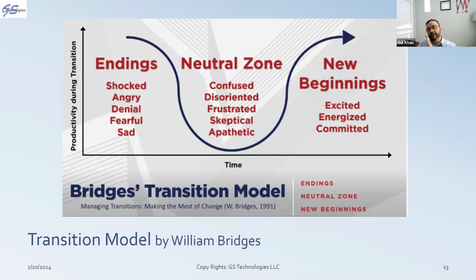So even when you are angry, in denial, fearful, sad as well, that's where your performance is going down. But if you continue to make that change, during your neutral zone, still you are confused, still you are disoriented, still you are frustrated and skeptical and apathetic. But these things are going to happen to you, and then you are in a neutral zone where you say, I have come a long way, so I need to just continue to make that progress. That's what you have to do.